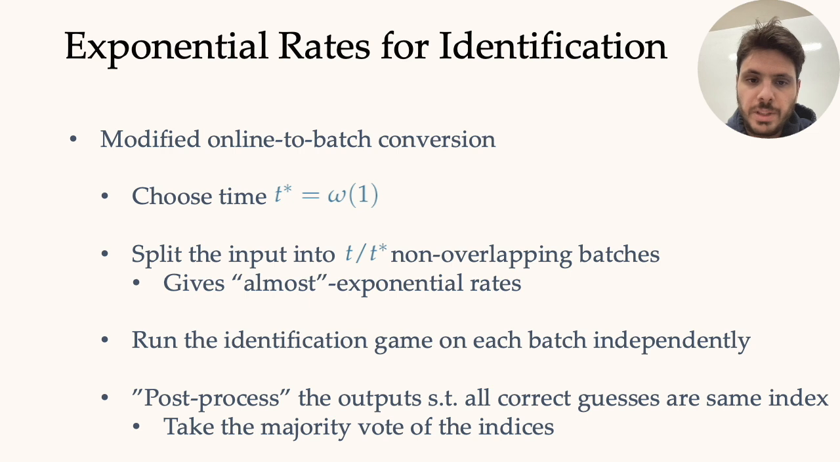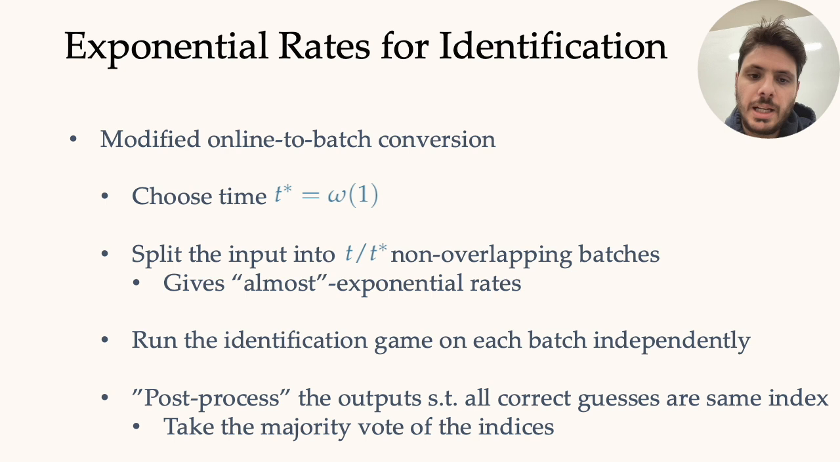In order to circumvent these obstacles, we propose the following modified online-to-batch conversion. Firstly, we choose the time T star as an increasing function of T, meaning that T star is no longer a constant as in the previous framework of Bousquet et al. Then we still split the input into T over T star many non-overlapping batches, and the reason why we get almost exponential rates instead of exactly exponential rates is that T star is no longer a constant.